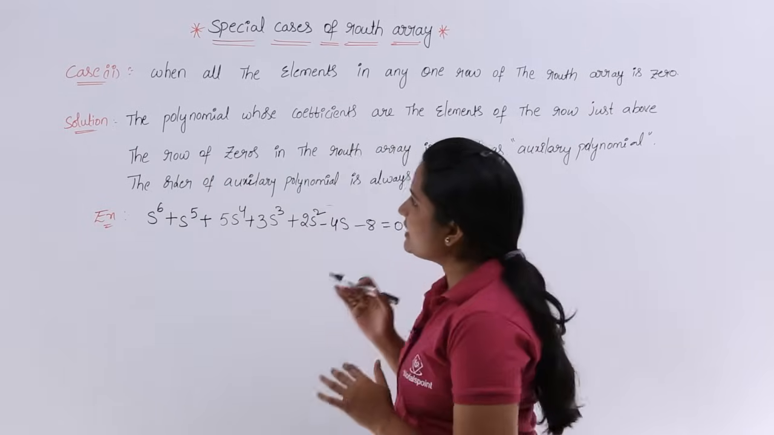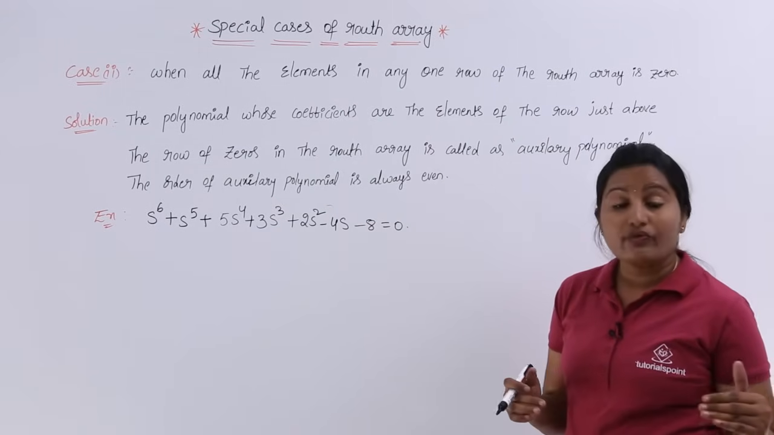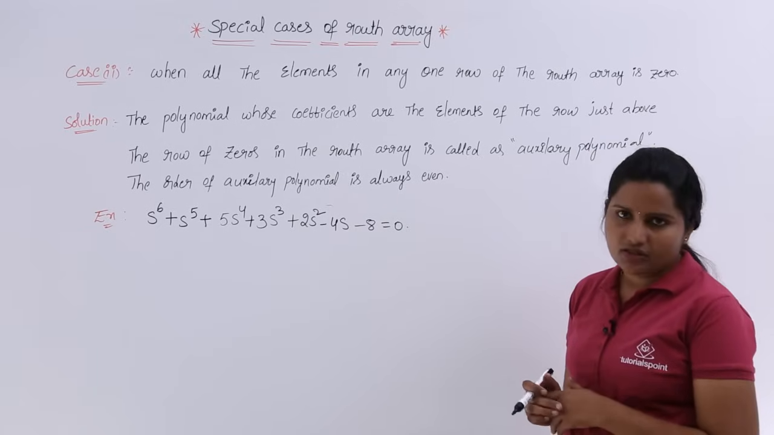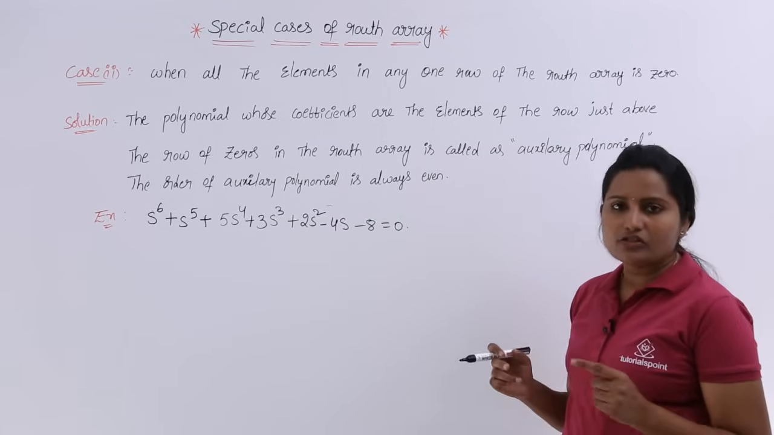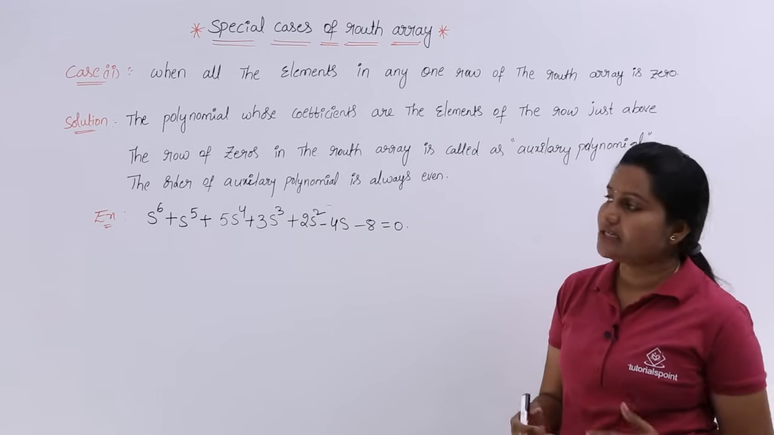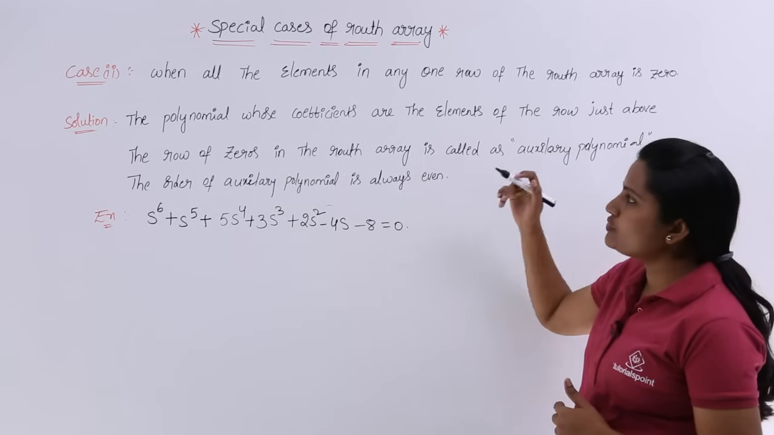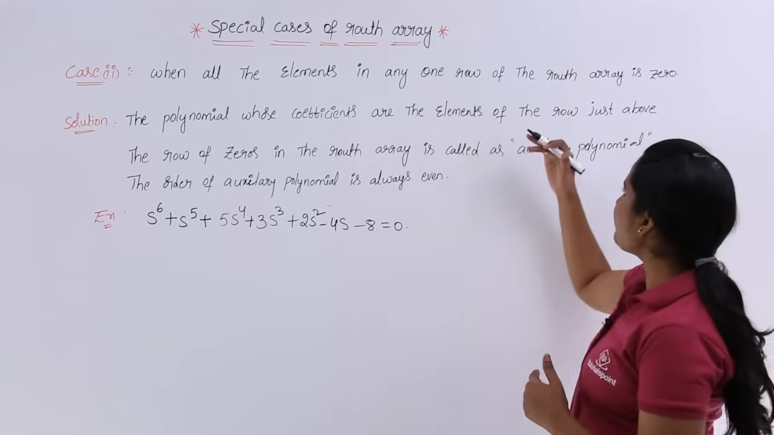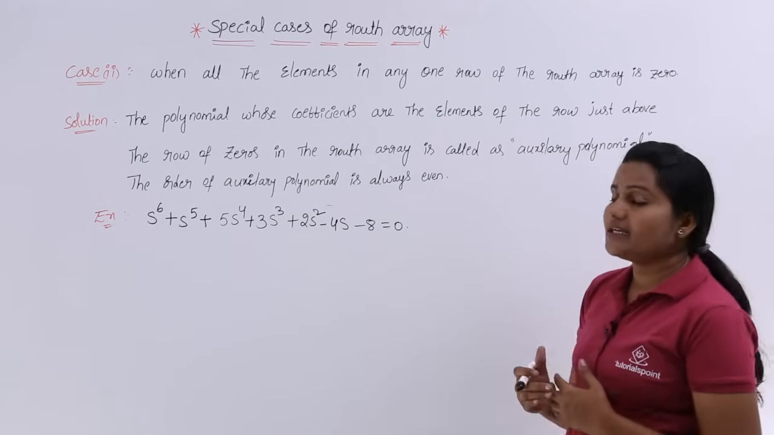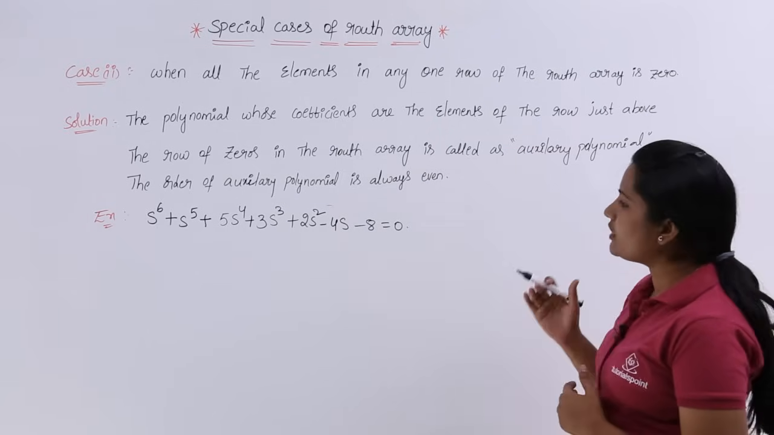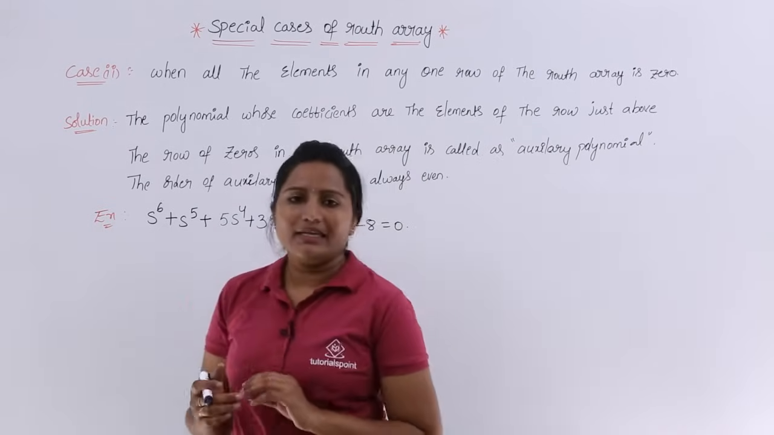So, here case 2 is when all the row elements are 0. That is considered under the second difficulty, and then you are also going to get the next elements as infinity. The solution for this is the polynomial whose coefficients are the elements of the row just above the row of zeros in the Routh array, called the auxiliary polynomial. The order of the auxiliary polynomial is always even.